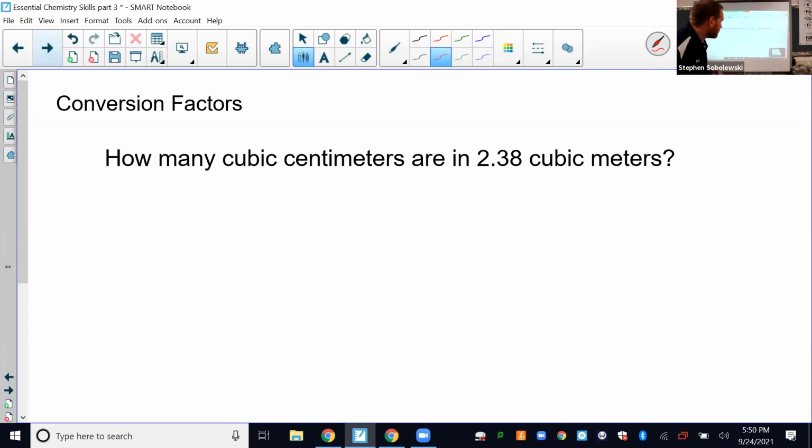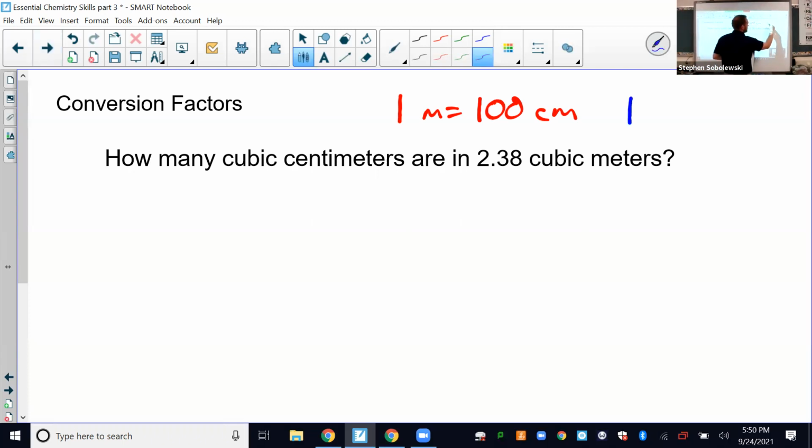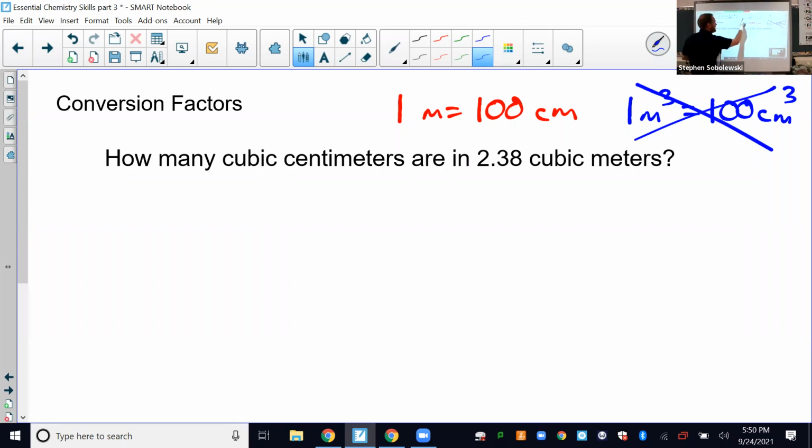Here's how I suggest you solve the cubic or square conversion factor problems. Start in the linear. Start with length to length, meaning 1 meter equals 100 centimeters. Don't cube this. Definitely do not do this, because that is absolutely wrong. This is not true. Here's what you want to do. Write it in the linear form. Then we're going to start our problem.